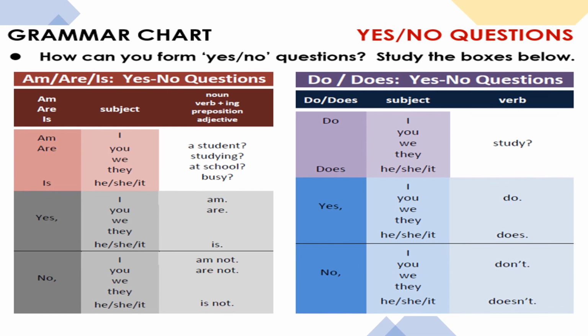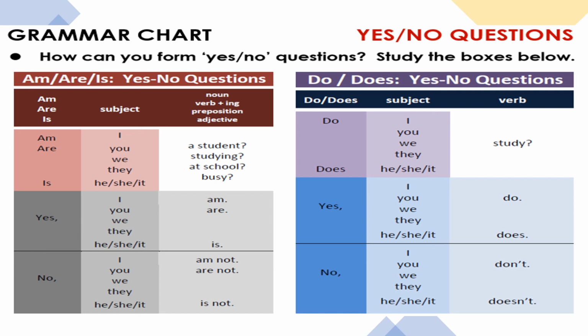So as you can see, this is a grammar chart. Yes or no questions. If you ask yourself, how can you form yes or no questions? How can you form this? As you can see, here in the first table we have am, is, are, subject, noun, verb plus ing, preposition, adjective. Like what? If you ask this question, am I a student? You're asking yourself, am I a student? Are you a student? Okay, are we studying?